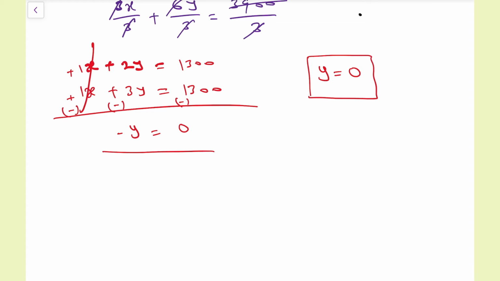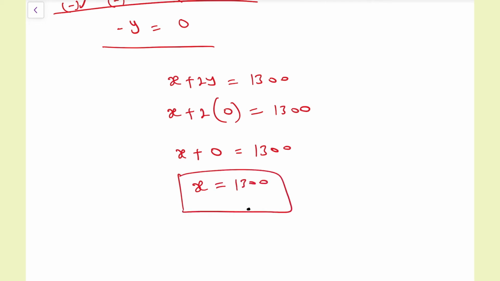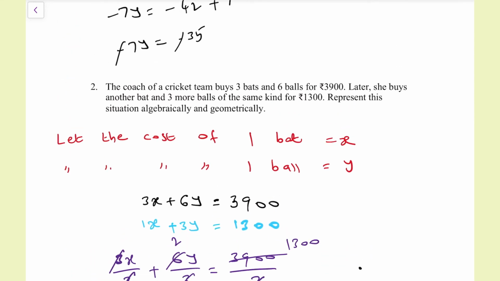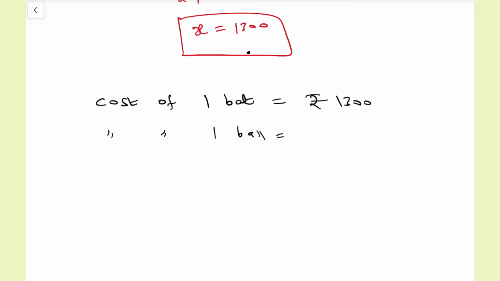Next, this y value we will substitute in any one of the equations, so we will get the x value. So for that I am taking the first equation, that is x plus 2y equals 1300. X as it is plus 2 into y value, 0, equals 1300. X plus 0 into anything is 0, equals 1300. So 0 is not at all necessary, so we can write it as x equals 1300. X value we got as 1300 and y value we got as 0. So in the beginning we took x as one bat and y as one ball, right? So the cost of one bat is 1300 rupees. Coming to the cost of one ball, for one ball we took y, right? So y value we got as 0, so 0 rupees.